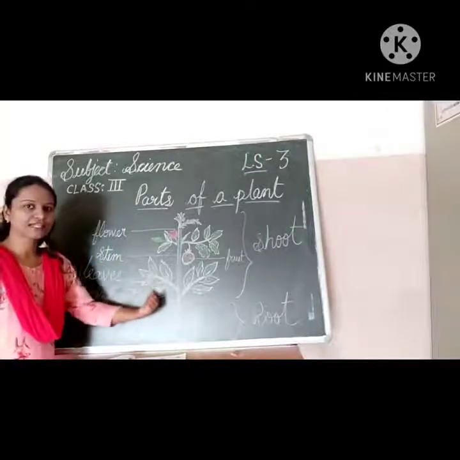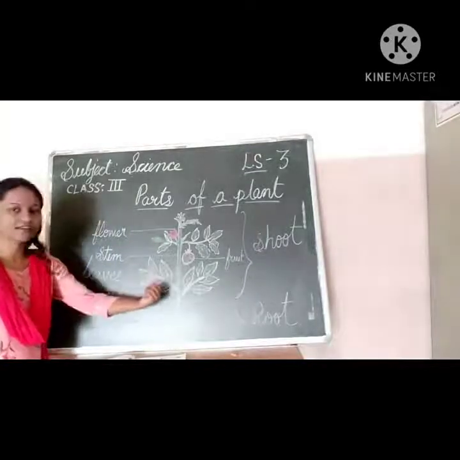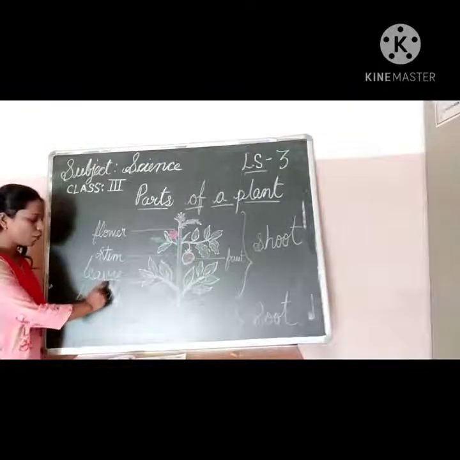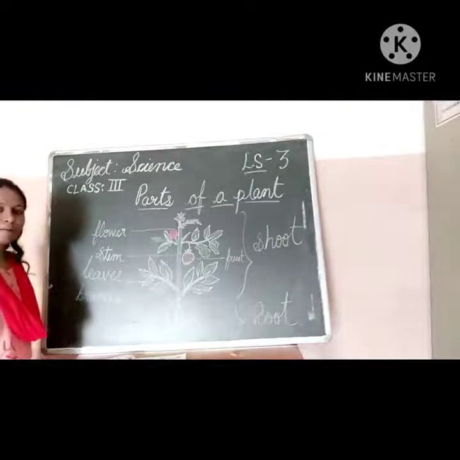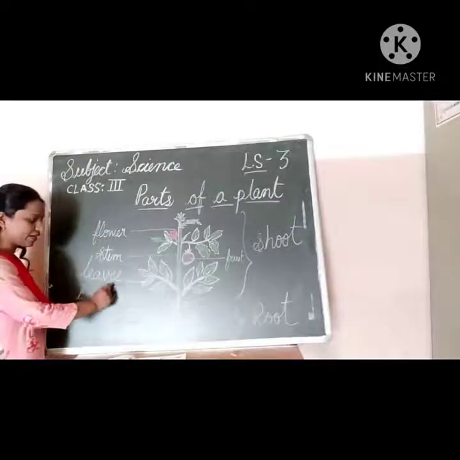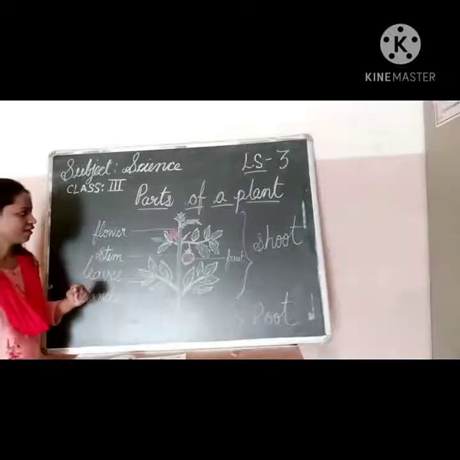Next one. What do you see in green color? The green parts are called leaves. L-E-A-V-E-S, leaves. Please repeat it again, children, after me. L-E-A-V-E-S, leaves.